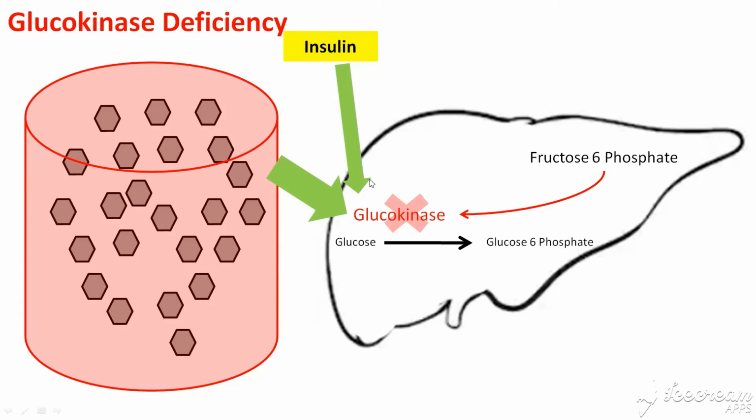In addition, glucokinase is also found in the beta cells of the pancreas. And glucokinase is very important in order to stimulate the beta cells of the pancreas to release insulin. So if you have a deficiency in glucokinase, you're going to have a decrease in insulin release from the beta cells of the pancreas, and this is going to exaggerate the hyperglycemia. And this usually happens in patients after meals.